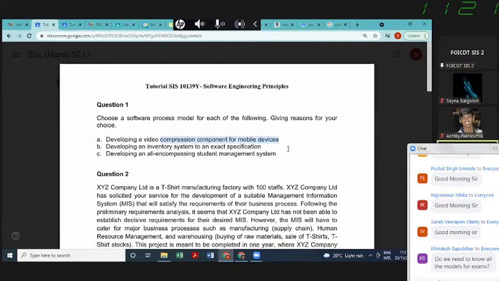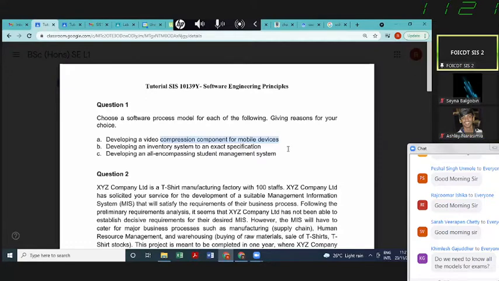I have an answer for the Agile methodology. For part A, there can be regular adaptation to changing circumstances. For example, newer versions of Android may require changes to the video compression component in order to work perfectly.